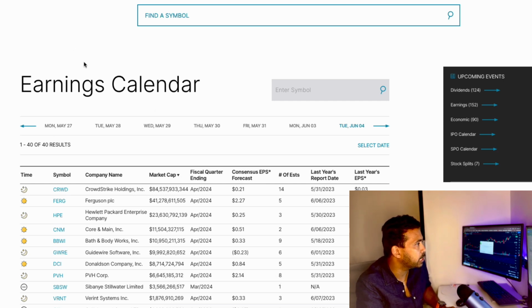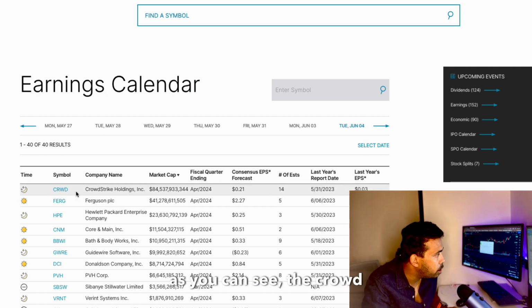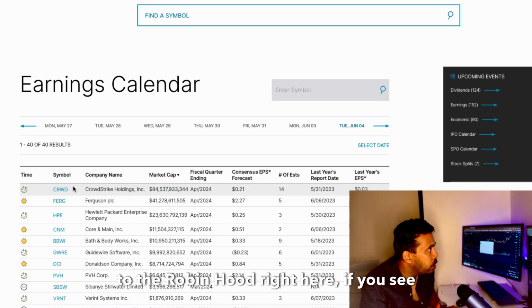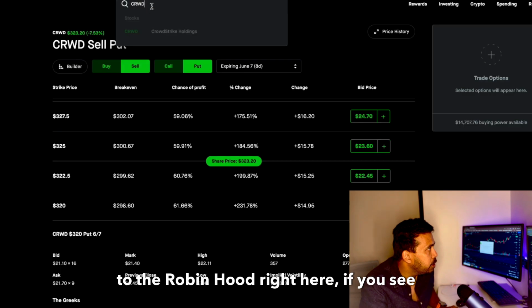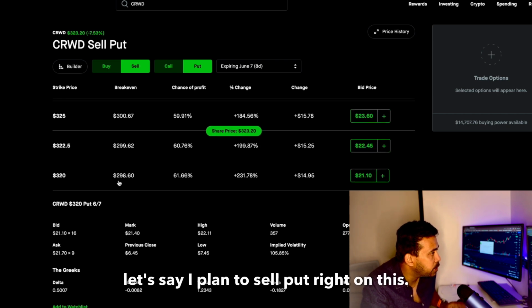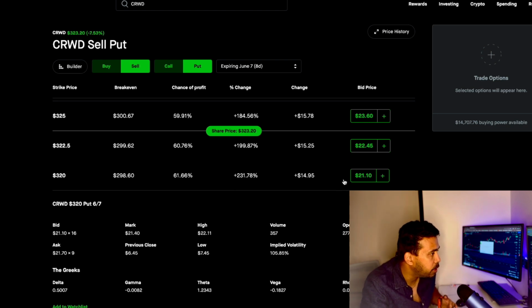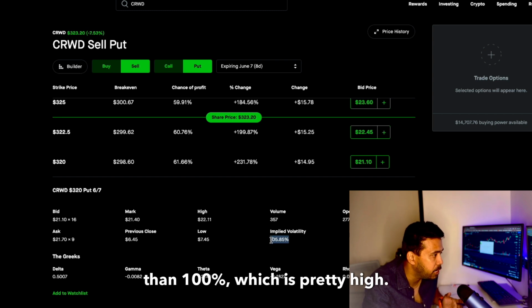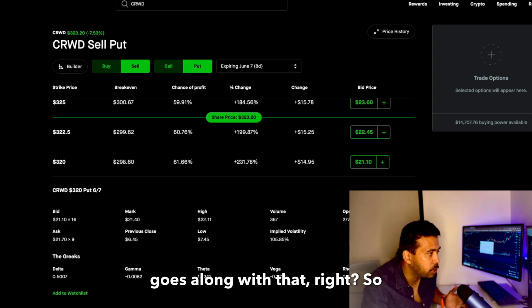Just for an example, you can go to the Nasdaq site, and it shows the earnings calendar for you. I'm just looking for, let's say, June 4th earnings. As you can see, CrowdStrike has earnings coming up. If you go back to Robinhood, right here, this is the CrowdStrike options, and let's say I plan to sell a put on this. If you look at the implied volatility, this is more than 100%, which is pretty high, and the Vega goes along with that.